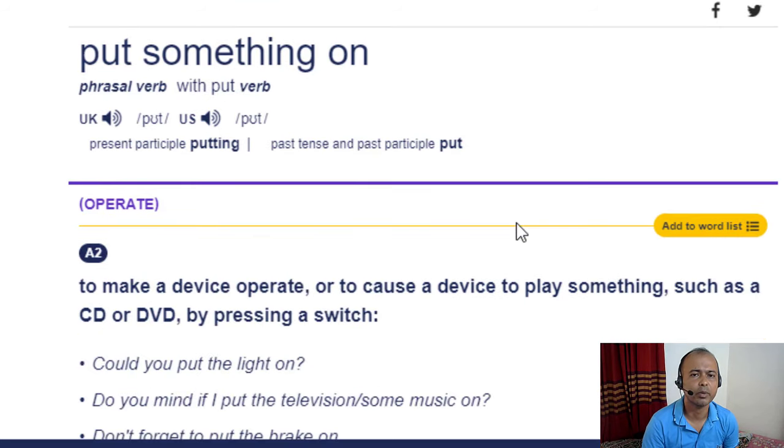So I think you have got the idea how to use this Cambridge Dictionary. You can use this idea the same way on your mobile phone.